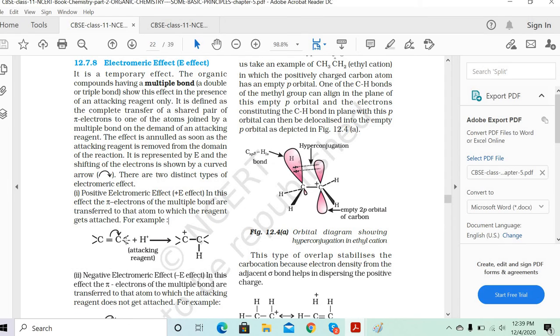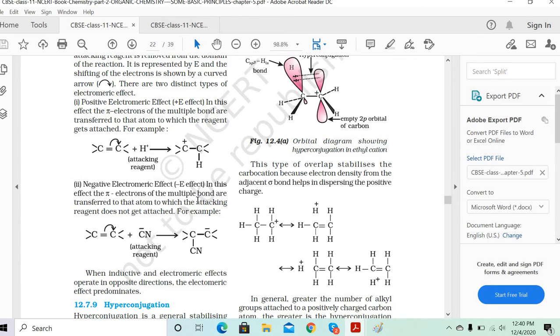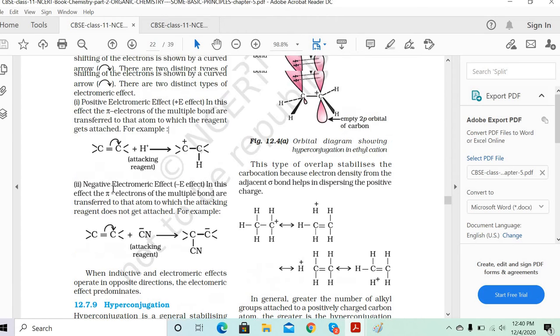In this effect, the pi electrons in the multiple bonds are transferred to that atom in which the reagent gets attached. So basically, the pi electrons between the two carbon atoms go to the other carbon atom. Clear? Excellent. Now we'll go to the negative electromagnetic effect. Draw the second structure now.